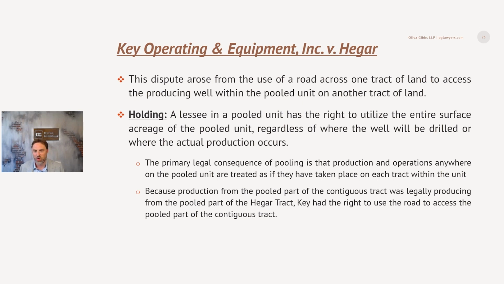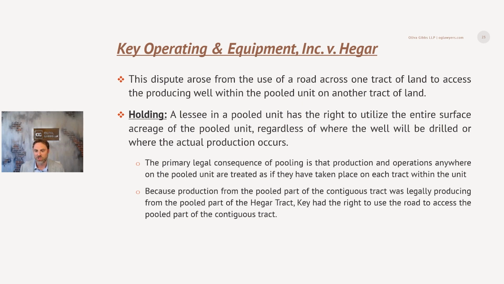He sued to enjoin use of the road. However, the court in Key said, look, a lessee in a pooled unit has the right to utilize the entire surface of the pooled unit. So it doesn't matter if it's the tract with the actual production, an adjacent tract, etc., or where the well is actually drilled or where the production occurs. You're allowed to use anywhere on the surface of the pooled unit to conduct your operations, as long as they're reasonable.